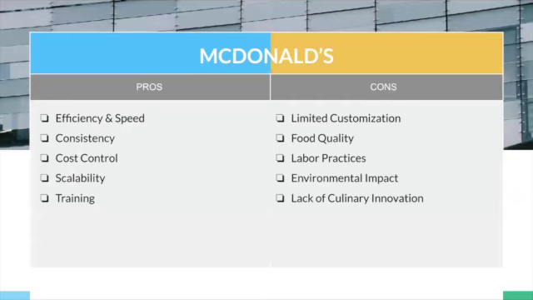Next, we have the pros and cons for McDonald's. First, one of the pros is efficiency and speed: the standardized procedures and prepped ingredients ensure fast service, which is ideal for customers on the go. Consistency: customers know exactly what to expect in terms of taste, portion size, and quality across all locations. Cost control: bulk purchasing and streamlined operations lead to lower food costs and menu affordability.